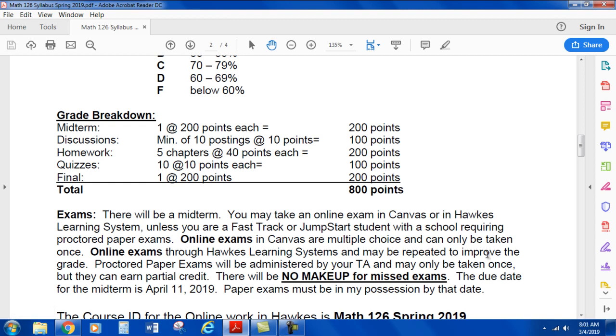Exams: there'll be a midterm. You may take an online exam in Canvas or in Hawk's Learning System, unless you're a fast track or jumpstart student with a school requiring proctored paper exams. So I'm not sure if that's the case or not. Online exams in Canvas are multiple choice. It can be taken only once. Online exams through Hawk's Learning System may be repeated to improve the grade. Proctored paper exams will be administered by your TA and may only be taken once, but they can earn partial credit, unlike the multiple choice exam.